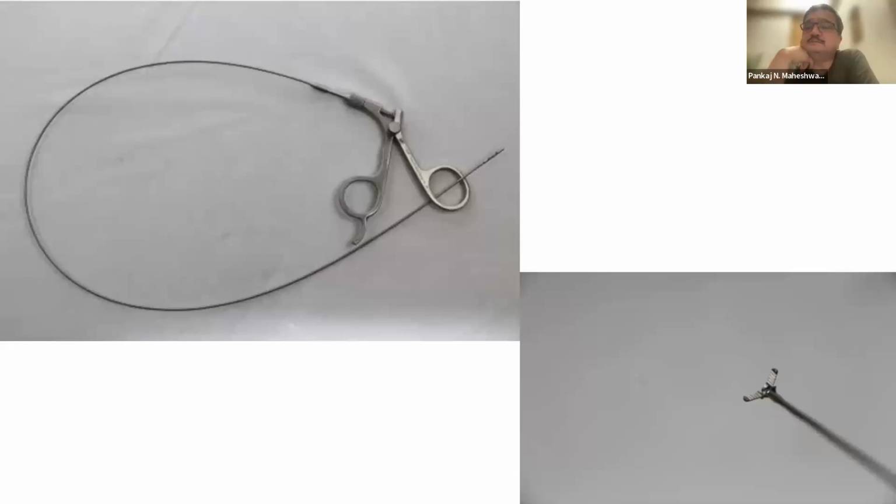Used for stent removal, sir. And for grasping, retrieving calculus, sir. Usually you would not use such a flimsy flexible forceps for that. Yes, sir. So this is predominantly used for stent removal only.